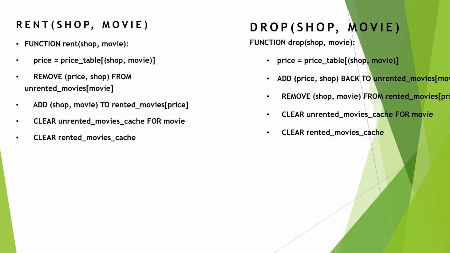Now coming to the drop function. Drop is the opposite of rent, which means someone who has rented a movie will return the movie to that shop. So we will add that movie into the unrented set and remove it from the rented set, and also clear both the caches, because now we are changing both the unrented movie set as well as the rented movie set. So the cache no longer is valid. So we have to clear the cache. This is exactly the opposite of the rent function.